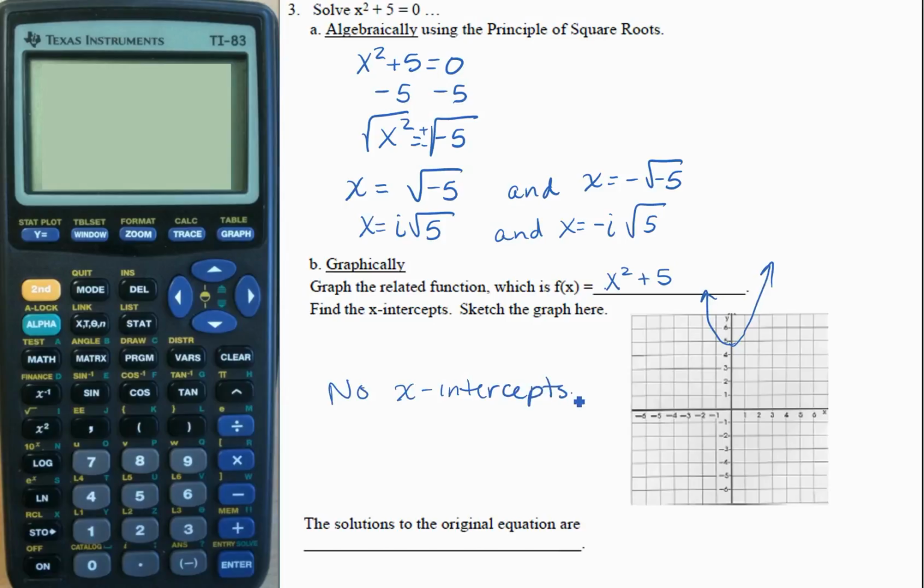Okay, so here when we're solving a quadratic equation and we get complex roots, we won't have any x-intercepts. So the solution to our original equation will be x equals i square root of 5 and x equals negative i square root of 5.